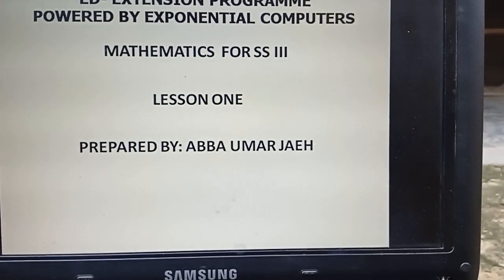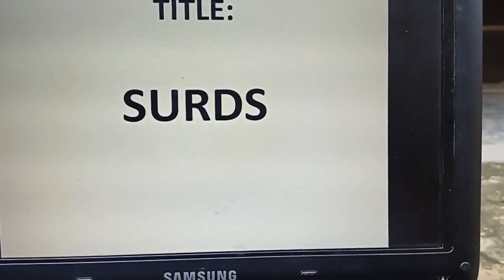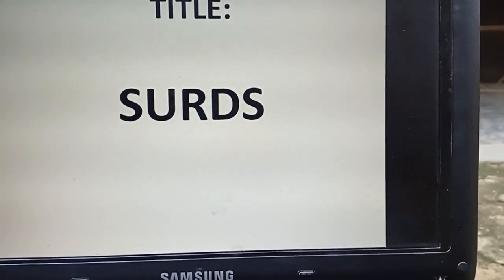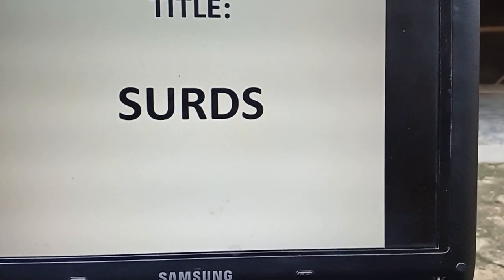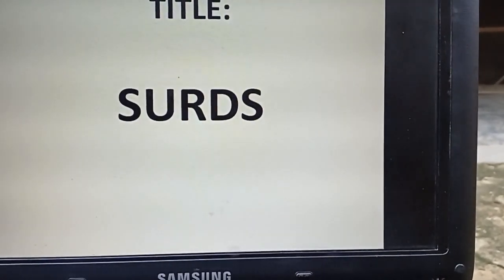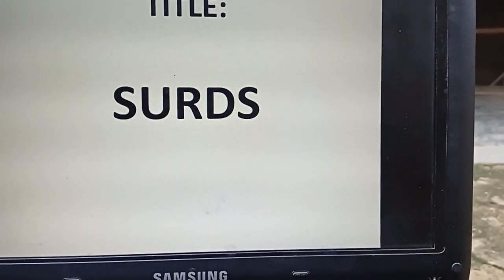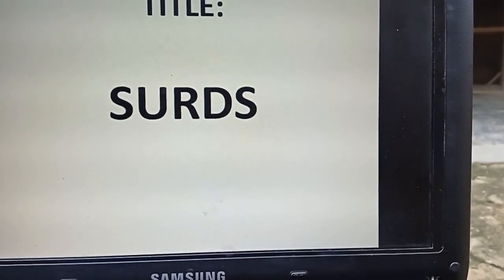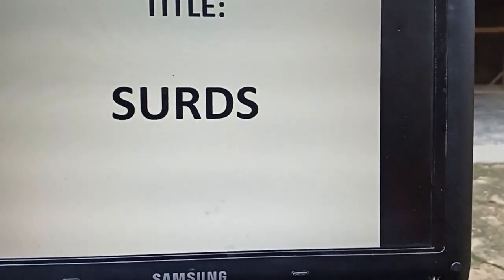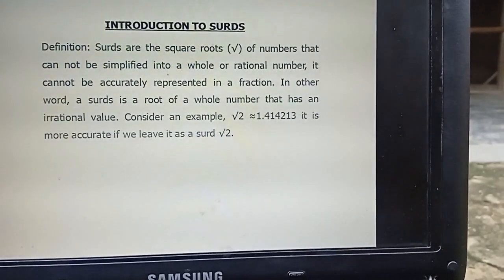Our topic for today in mathematics is surds, which is very, very important. It's an aspect in mathematics, like some other topics: quadratic equations, simultaneous equations, and so on. Also, this one is a vital aspect in mathematics. Let us look into this introduction.